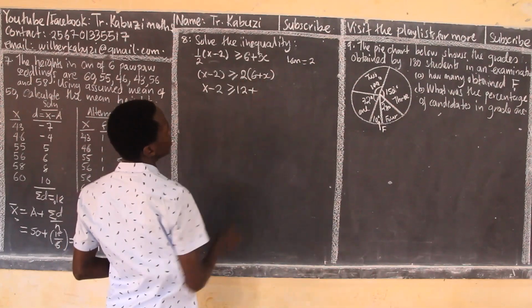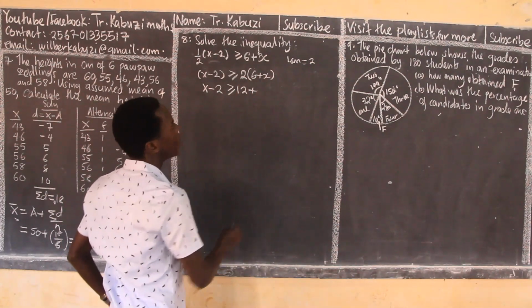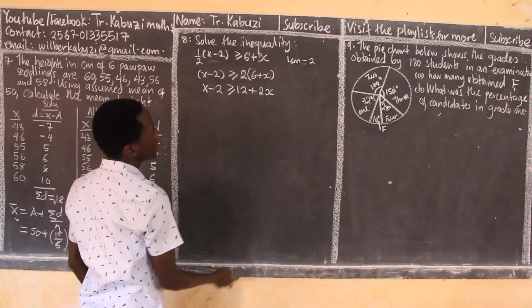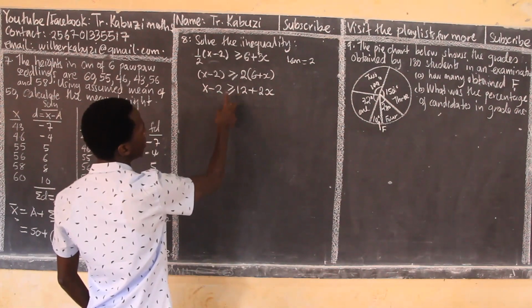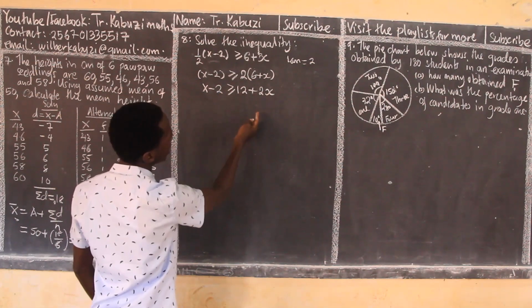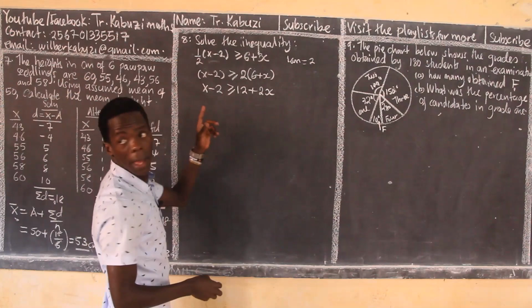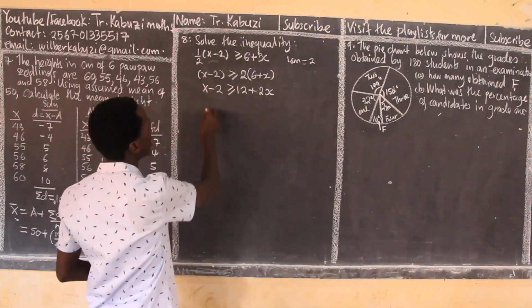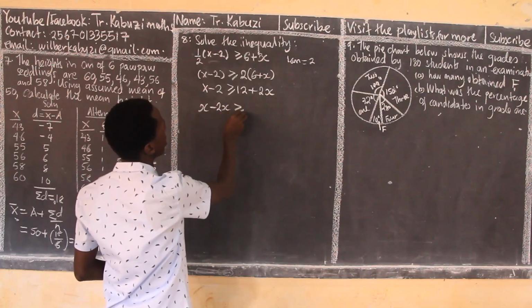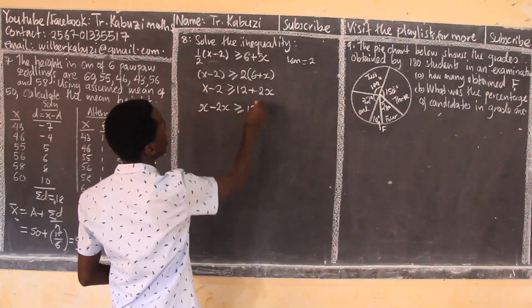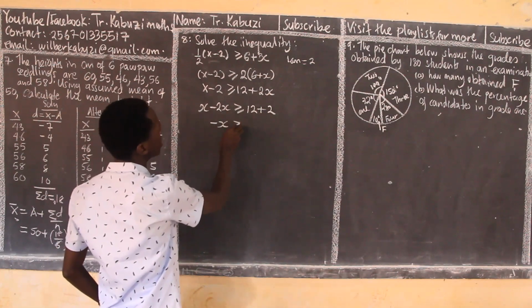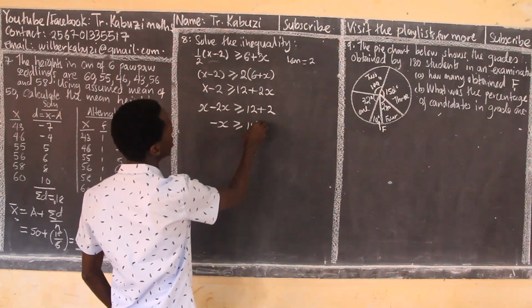Then people sometimes don't multiply that last figure. I can take the figures this side, or I can bring them this side. But let me bring the letters this side, so x minus 2x is greater than or equal to 12. Now this one is going to be plus 2. So this will give me negative x greater than or equal to 14.